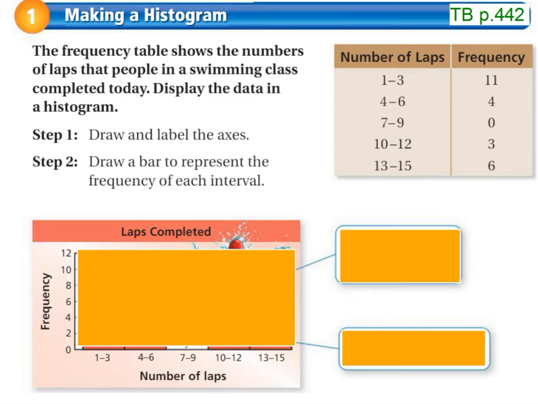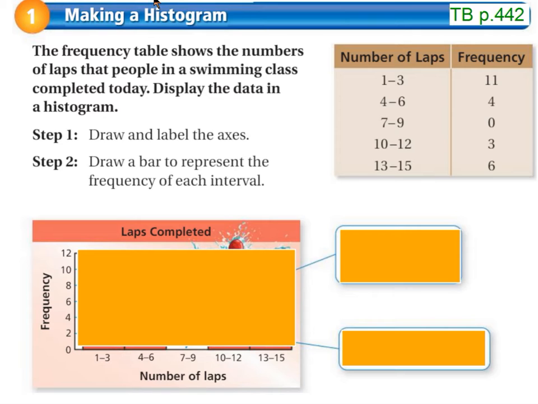Okay, so on our next page, we have making a histogram. Now what we have on this page is a table of data. One side has the number of laps, the other side has frequency. Remember, frequency is simply how many times it occurs. Now, in the number of laps column, they have already broken our data up into intervals for us. And each interval is 3 wide. 1, 2, 3, there's a difference of 3. 4, 5, 6, a difference of 3. So it's in intervals of 3 already set up for us.